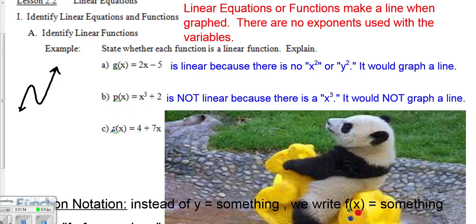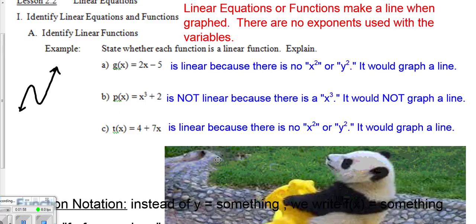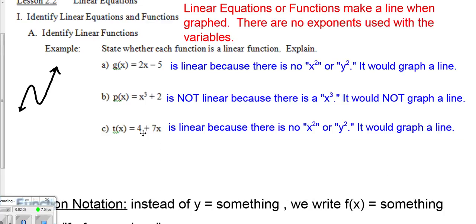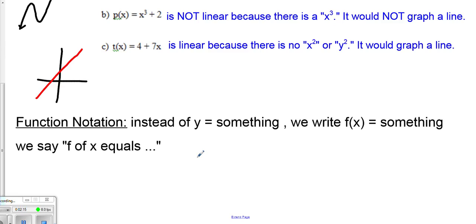And example C, t of x equals 4 plus 7x. Again, we would say that one is linear. There's no x squared or y squared. It does graph a straight line. So this is considered a linear function. If here was our coordinate grid and you graphed that, it would make a straight line. So it is linear, in fact.